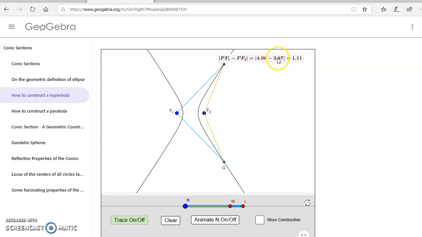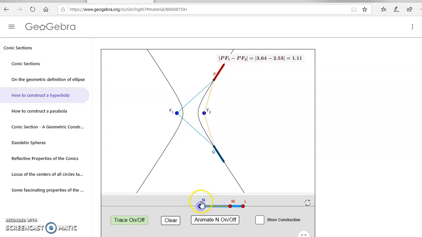So the numbers you see here are exactly the lengths that you would measure if you measured this blue and this yellow line as the distances and then subtract them to find out the difference. And that's 1.1. And that should be true, the 1.1 should be true no matter where we are on the hyperbola. So I'll show you. I'm going to move point P to a different location. So I'm going to do that down here. I'm going to slide it along.